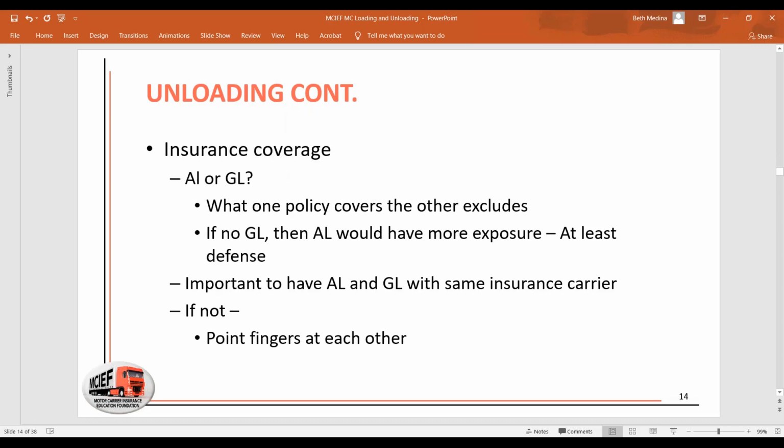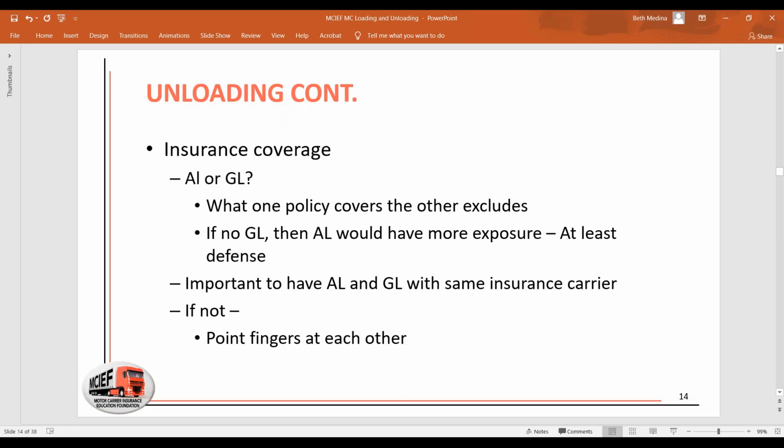So the general liability covers the auto or general liability. What one policy covers, the other excludes. That's the key here. Auto liability and general liability are designed to work together. If no general liability, the auto policy could have more exposure. At least you'd have to defend yourself. This is a consideration for underwriting.